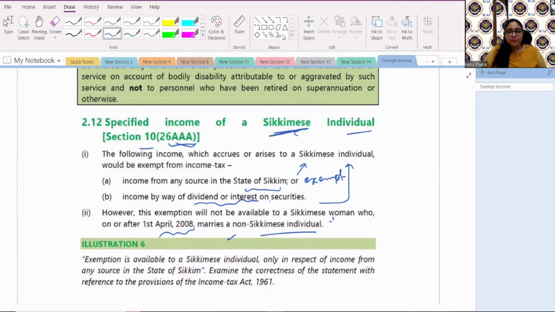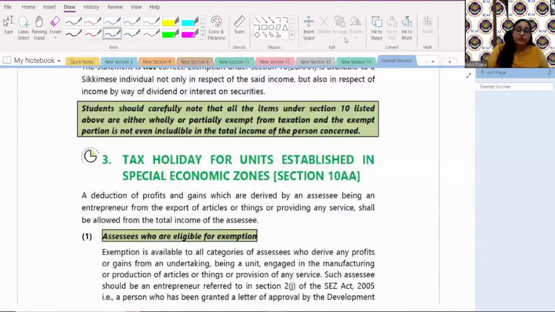Is everything clear to everyone? Farm building, most importantly, because there was a confusion there, that is also clear. Now we move towards the last leg of this particular chapter, which is very important, Section 10AA. A question most likely comes in an alternate year from this section. Section 10AA is actually not an exemption, it's a deduction. Please mark it, this is a deduction section.